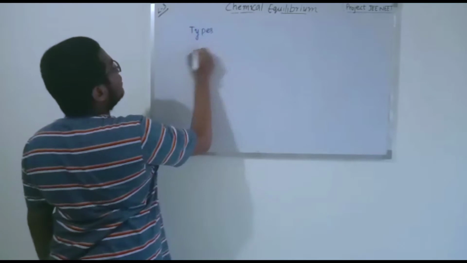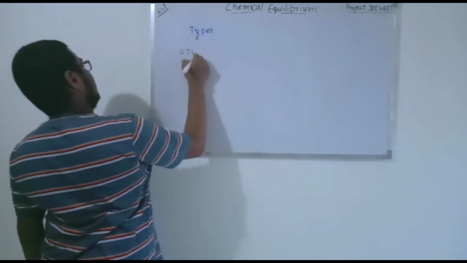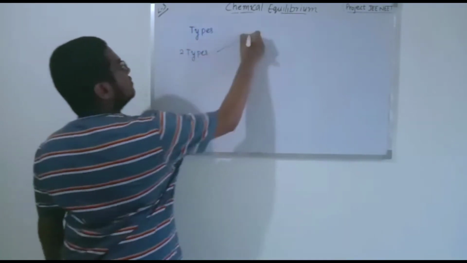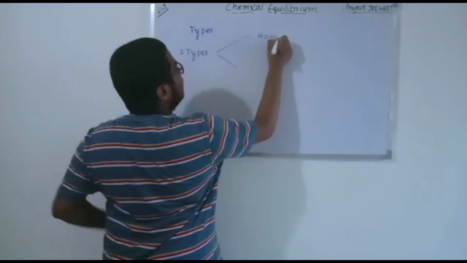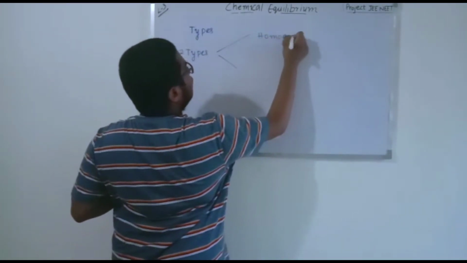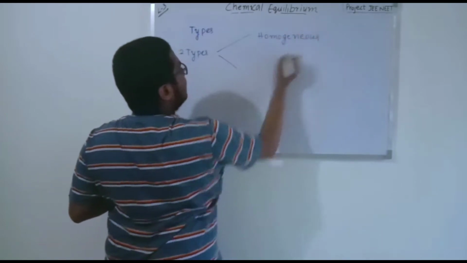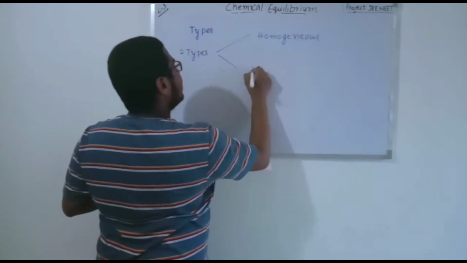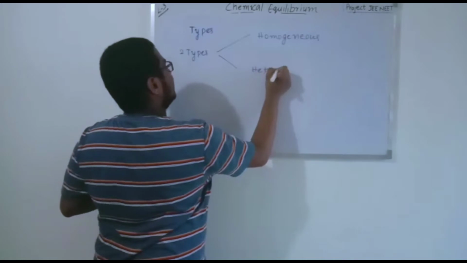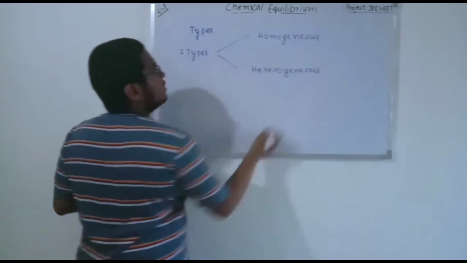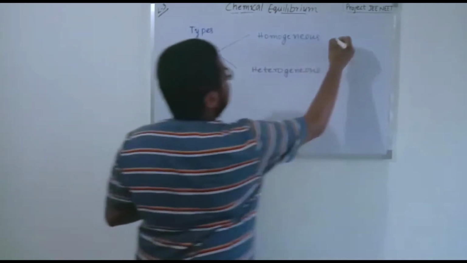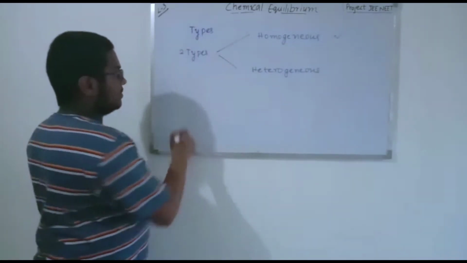So there are mainly two types. The first one is homogeneous chemical equilibrium, and the second one is heterogeneous chemical equilibrium. Now first of all, let's discuss homogeneous chemical equilibrium.